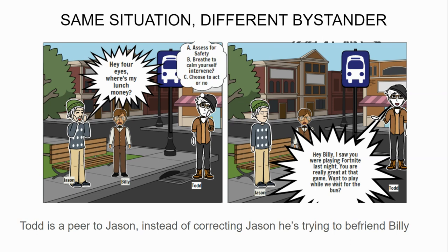And in this case, what Todd does is he befriends the victim. He says, "Hey, Billy, I saw you were playing Fortnite last night. You were really great at that game. Do you want to play while we wait for the bus?" So Todd is a peer to Jason, and instead of correcting Jason, he's trying to befriend Billy and try to remove the damage that's being done.